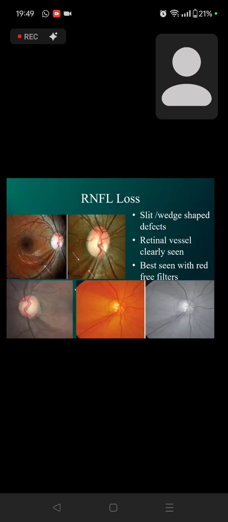And how to identify this RNFL loss? It can be a slit or wedge-shaped defect. You can see between the arrow marks some defect in the form of a wedge. So this is called RNFL loss. In RNFL loss, as I told, the vessels will be very much appreciated compared to the normal one. In normal RNFL, the vessel usually appears somewhat blurred, but in RNFL loss, it appears much clearer. And it is best seen with the red-free filter in the final picture.